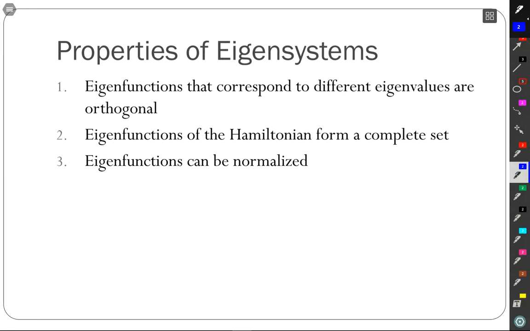So here are some brief descriptions of the properties of eigensystems. I said eigenfunctions here. Remember, eigenfunction, eigenstate, eigenvector, all the same. Eigenfunctions that correspond to different eigenvalues are orthogonal. What does it mean to be orthogonal? Mutually perpendicular. So if you have eigenfunctions that correspond to different eigenvalues, they're going to be perpendicular. Eigenfunctions of the Hamiltonian form a complete set. What does it mean to be complete?